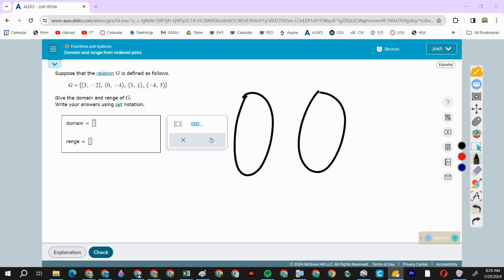I have people 3, 0, 3, and -4. So 3, 0, 3 is already listed, and -4. And then I have cities, -2, -4, 1, and 5. So 3 is linked to -2. 0 is linked to -4. 3 is linked to -1. And -4 is linked to 5.